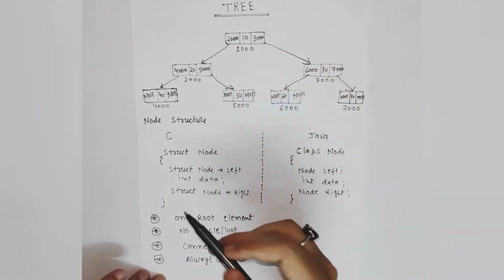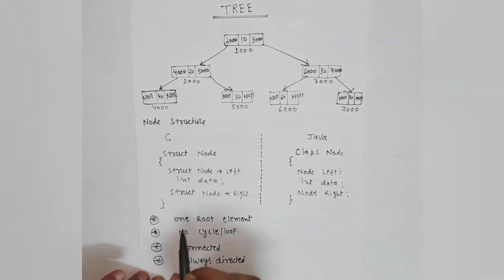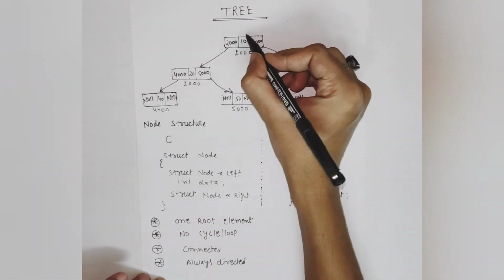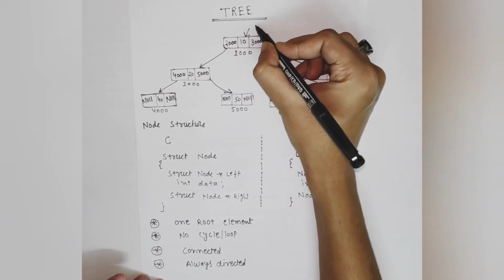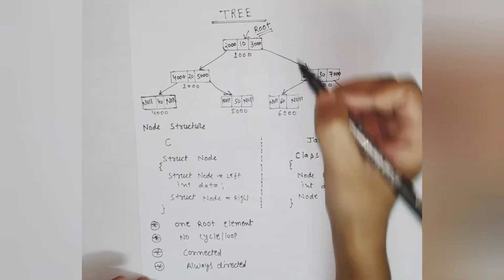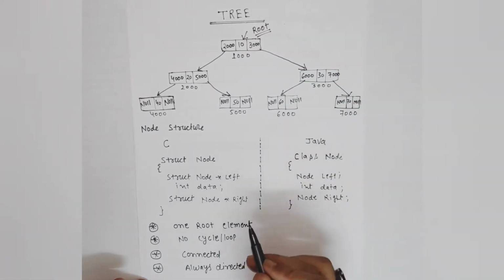Now let's see some properties of tree. The first property is that there is one root element. So this node is acting as the root element. So this is our root element. Every tree has a root element.